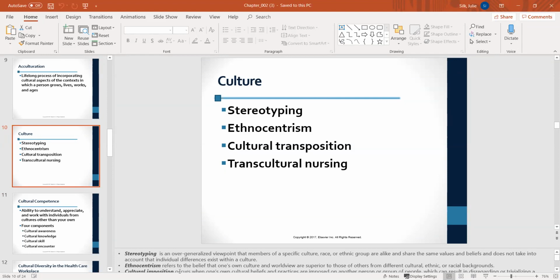Ethnocentrism refers to the belief that one's own culture and worldview are superior to those of other different cultural, ethnic, or racial backgrounds. So think about the World War II era. You remember back when Hitler and all of that was going on. Hitler was like that. He had ethnocentrism. He thought that his race was better than any other race out there. And so that's why he did all those horrible things.